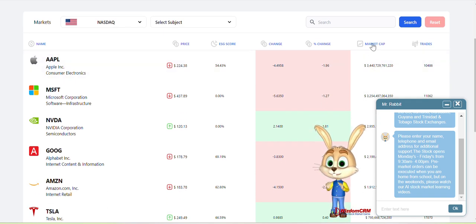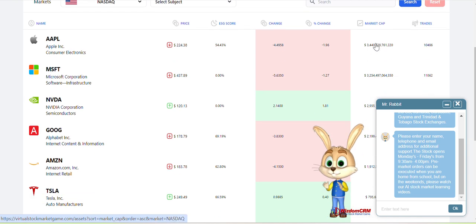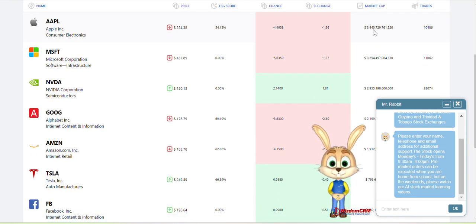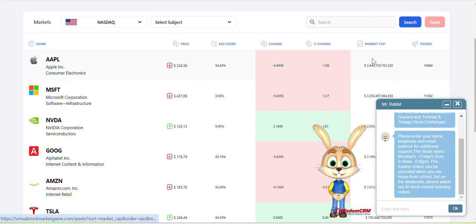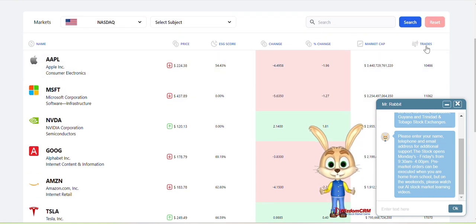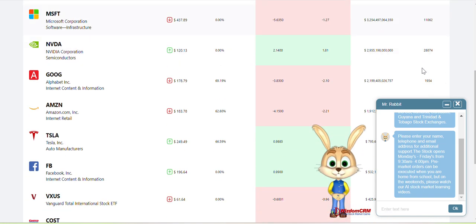Next up, market capitalization. It's a way to measure the size or value of a company. Imagine you wanted to buy a toy store. You would have to pay the owner a certain amount of money to own it, right? Market cap is a number that tells us how much the whole company would cost to buy. Lastly, trades is the amount of time students on the platform are buying or selling that stock.